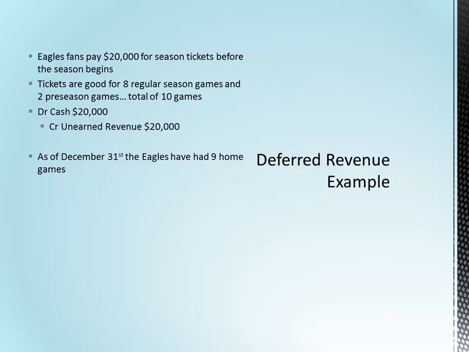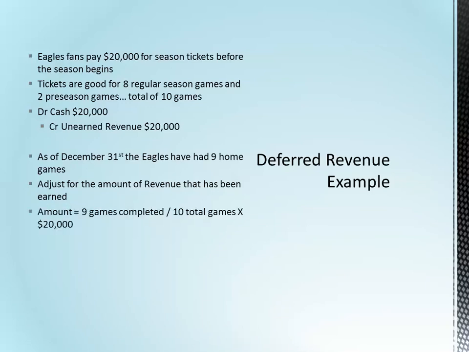As of December 31st in our example, we're going to say the Eagles have had 9 home games, so that includes 2 preseason games and then 7 regular season games. So how much have they earned? Well, you can do the calculation. 9 games have been completed, 10 total games, and you multiply it by the 20,000. So 9/10 of the 20,000 have been earned.